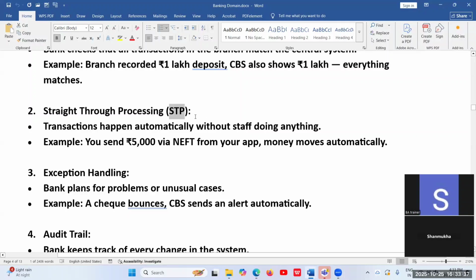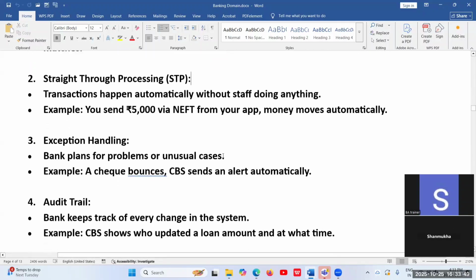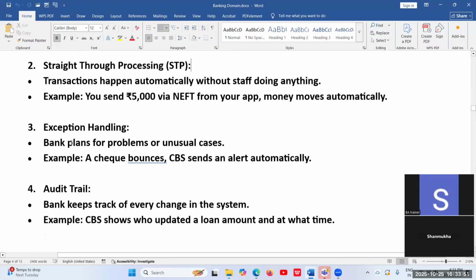Okay, got an idea, Shanmuka? Yes, I got an idea. It's like STP, automatic UPI payments kind of thing. Yes, we use that daily, the monthly debit. Yes, correct. And exception handling means the bank plans for problems or unusual cases.